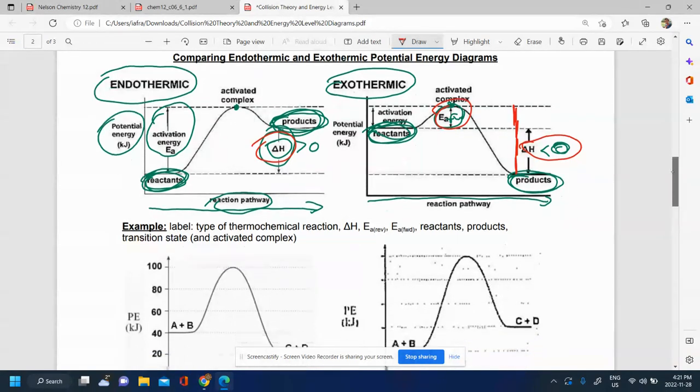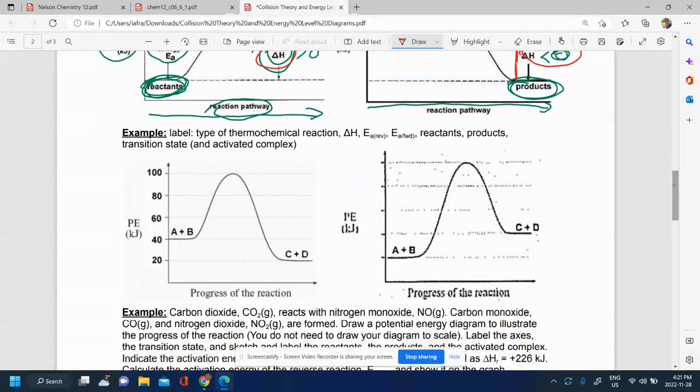So let's go ahead and take a look at a labeling problem where we have two different reactions and we have to label what the different components are. If you want, you can pause the video and try it out yourself to see if you understand the concepts, and then you can check your work after you're done labeling. So we want to label the type of thermochemical reaction, meaning is it endo or exo? My first thing that I'm going to do is label the reactants and products actually. So I know on the left side we have the reactants, and on the right side, we have the products.